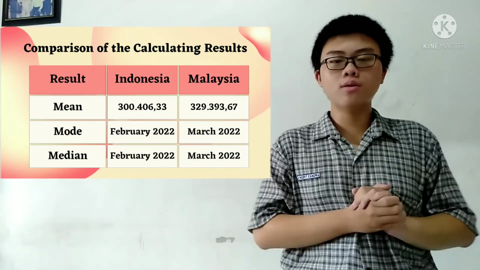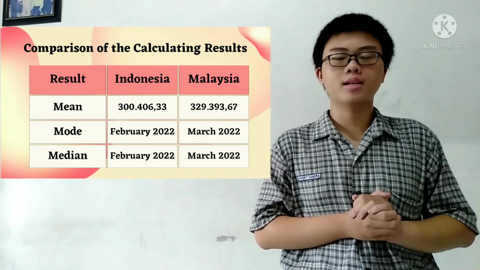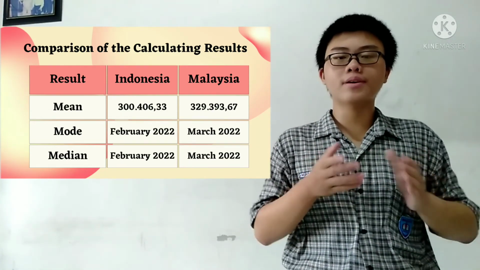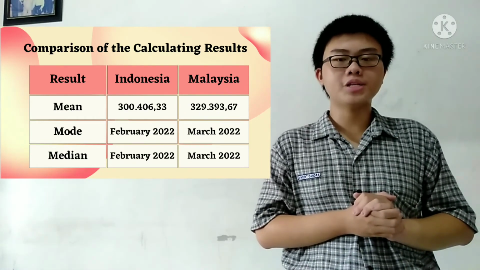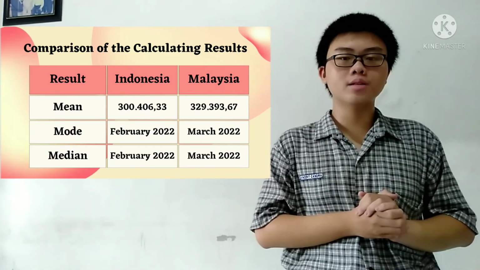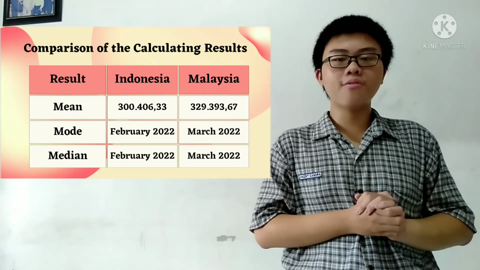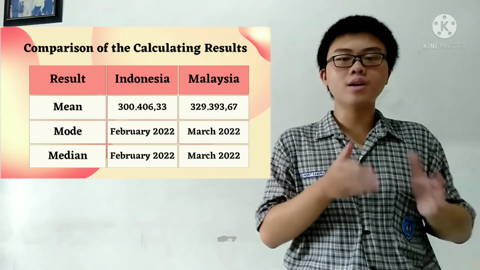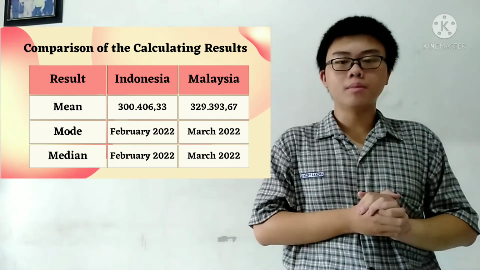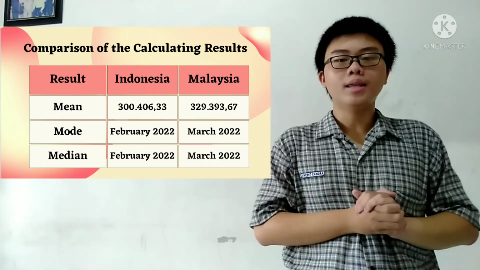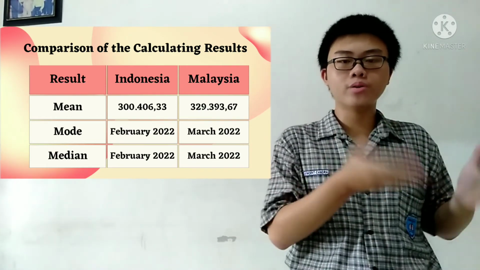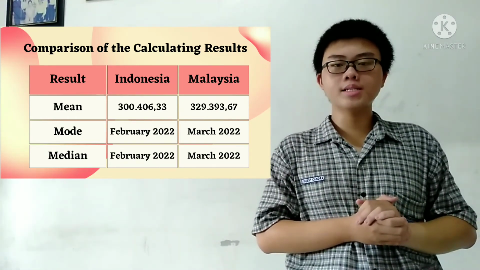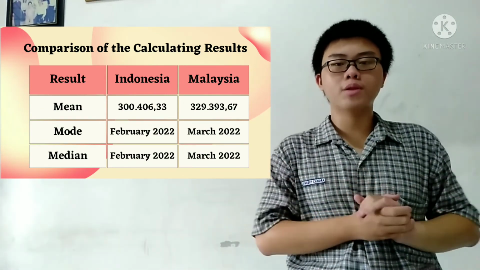Now I will compare the calculation results from the two data groups. Based on the table, the mean of data in Indonesia is 300,406.33, while Malaysia is 329,393.67. It means the COVID-19 cases in Malaysia are higher than in Indonesia. The mode of data in Indonesia is February 2022, while Malaysia is March 2022. The median of data in Indonesia is February 2022 and Malaysia is March 2022. There are differences in the mean, median, and mode results from the two data groups.